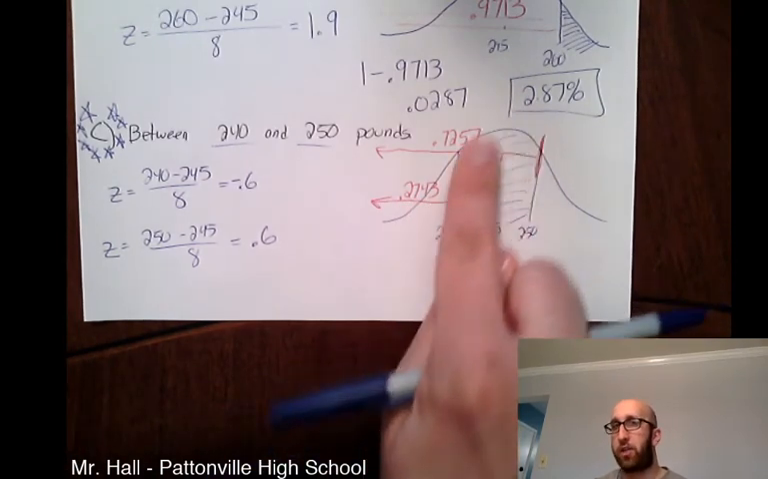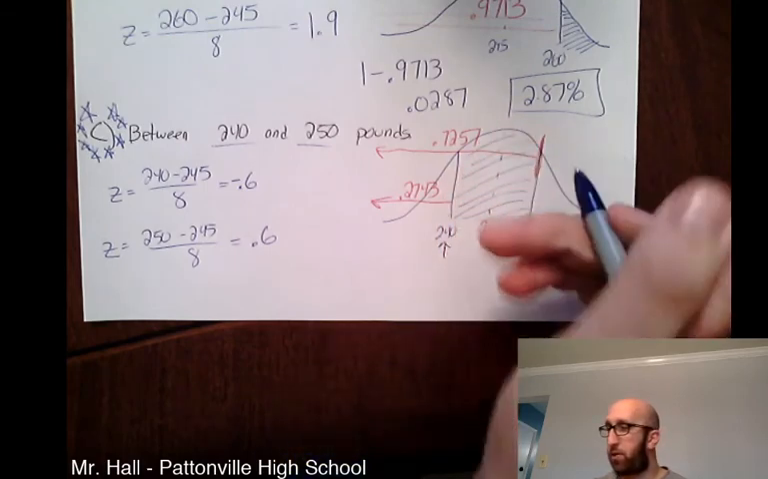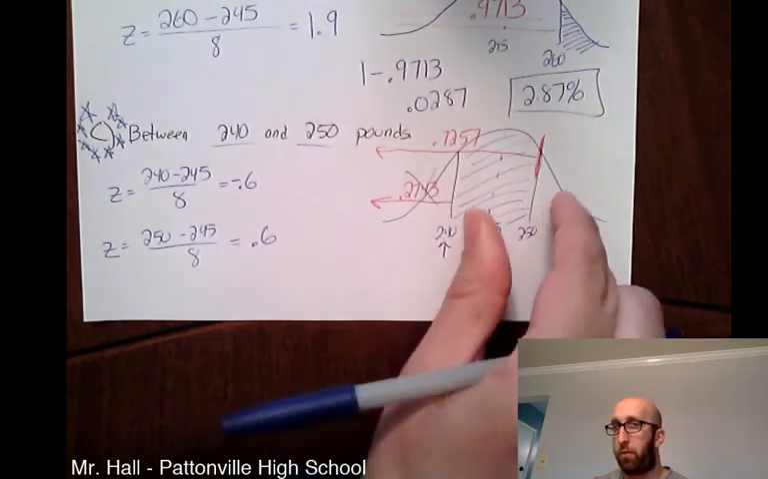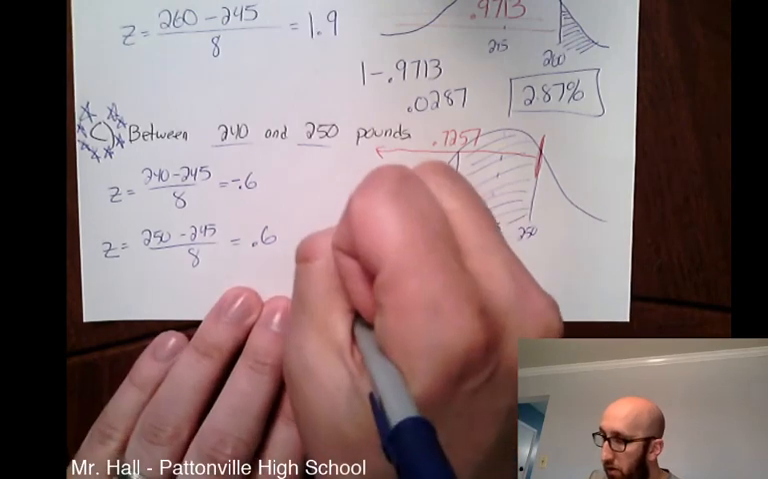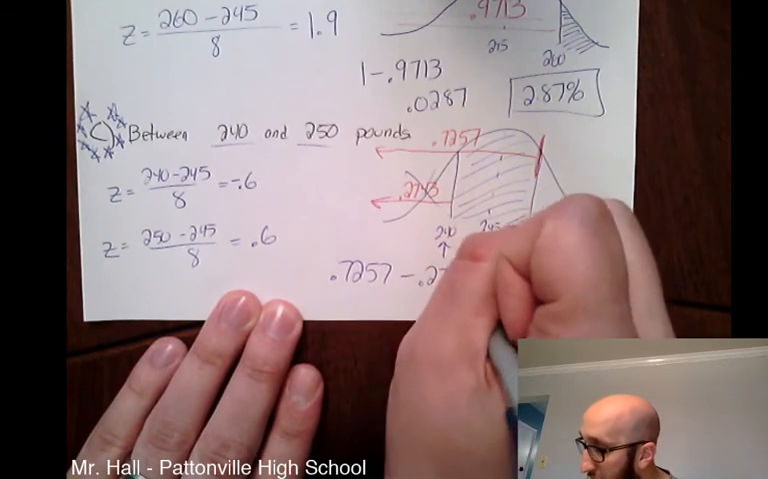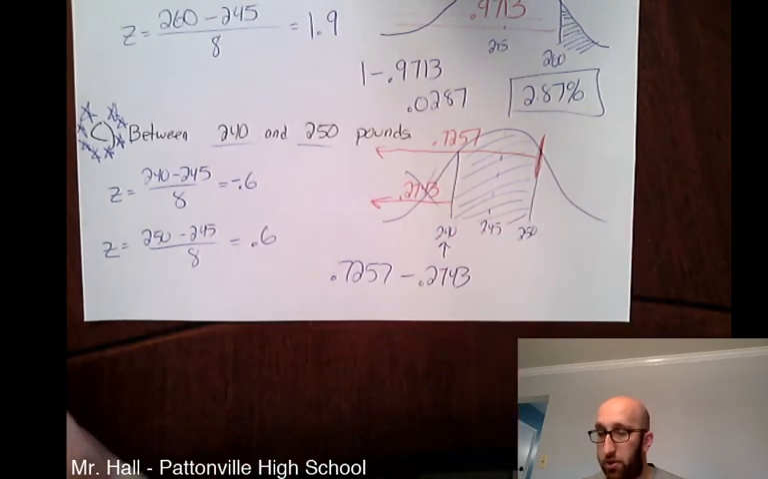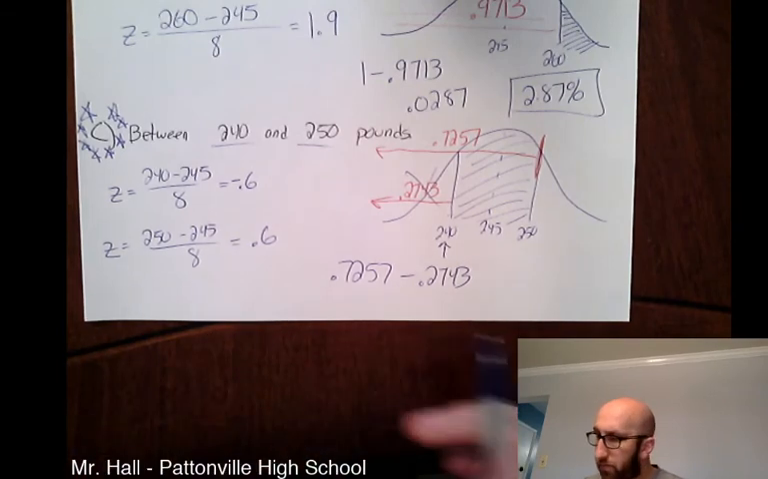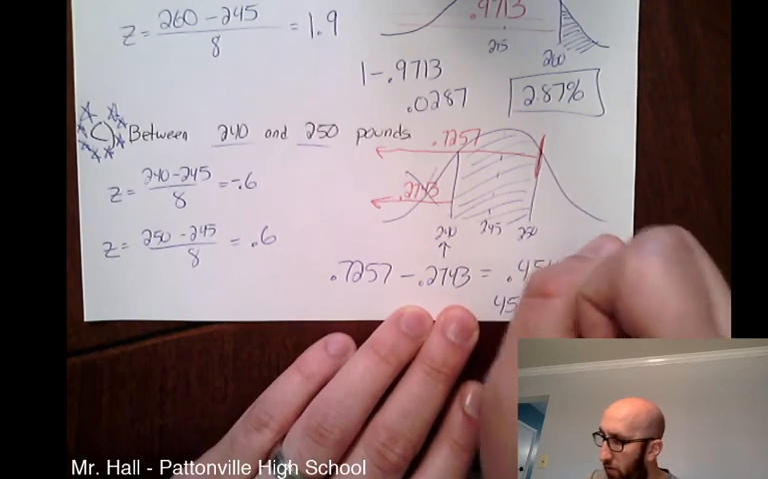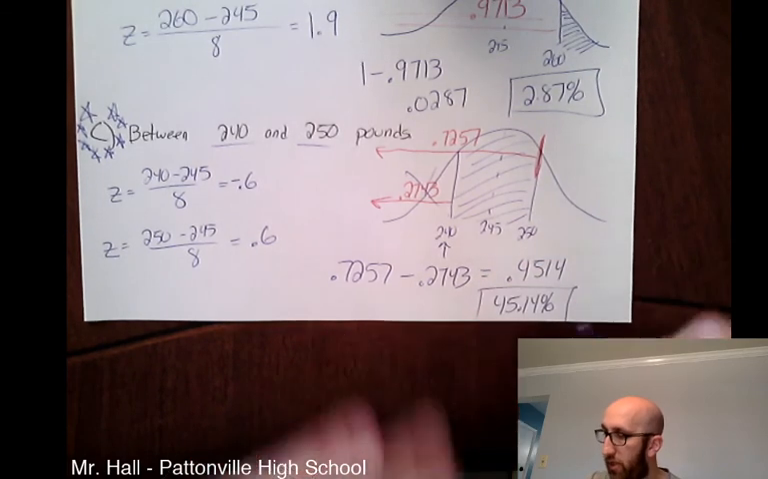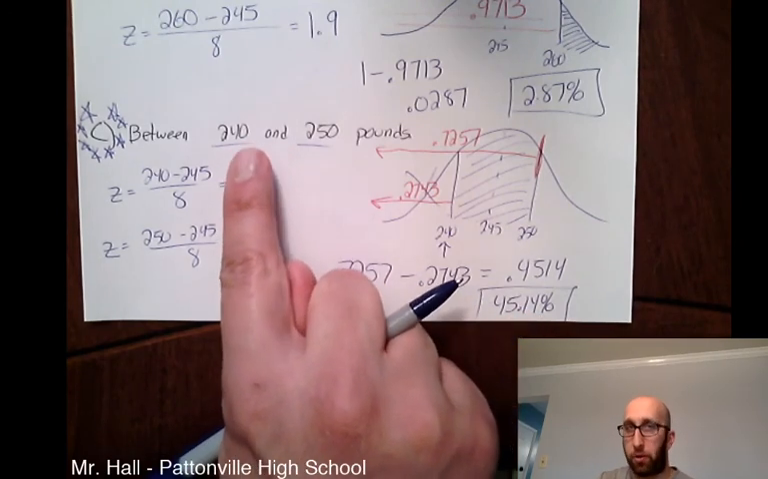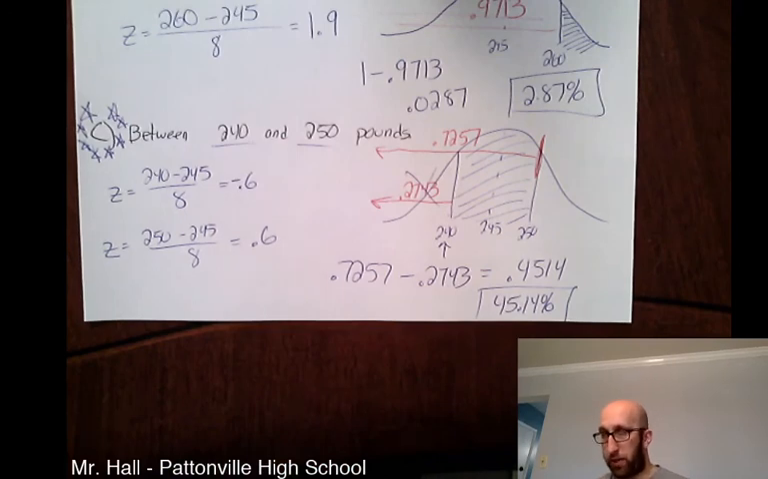Now, what you're going to do with these is, I don't want this area plus this area. That would be way too much. I just want this area in the middle. So I'm going to take this bigger area and subtract off that 0.2743. That should leave me this chunk here. So we're going to do 0.7257 minus 0.2743, and that should take us to the area in the middle. You subtract those off, you're going to get 0.4514, which is 45.14%. That is the probability that a player on the team could lift anywhere between 240 and 250 pounds on the bench press.